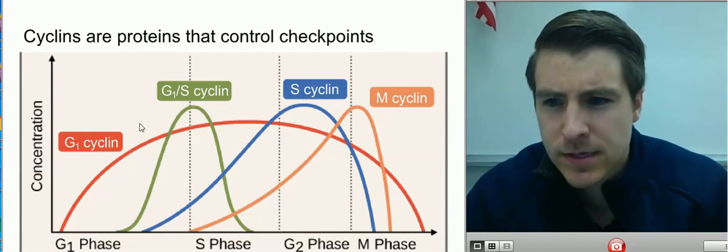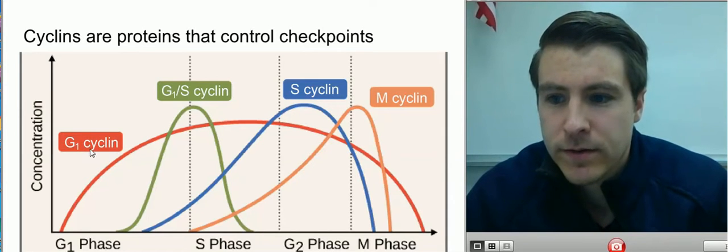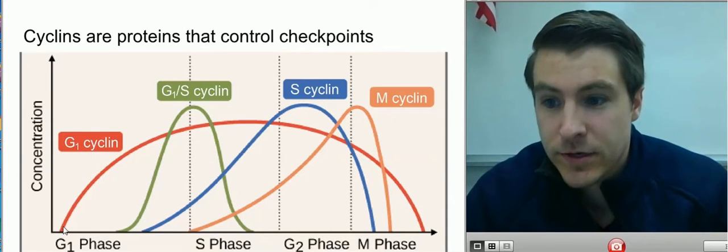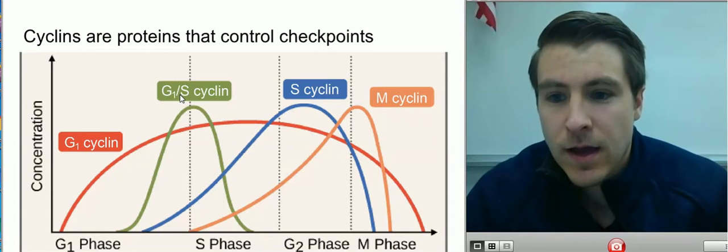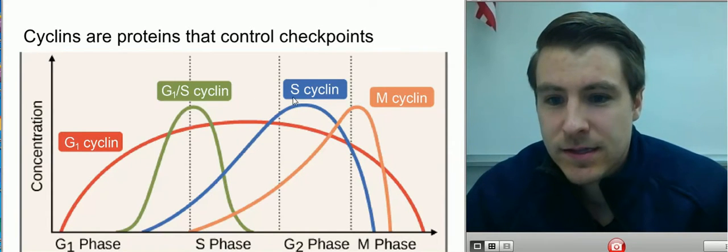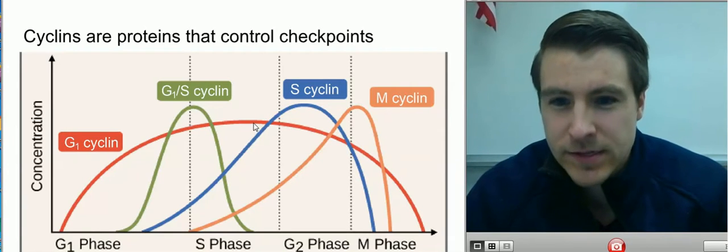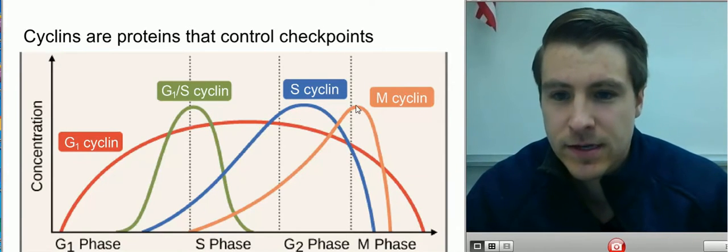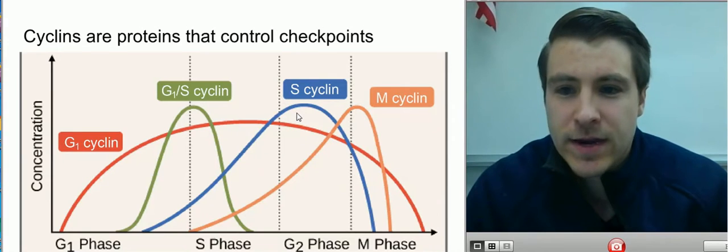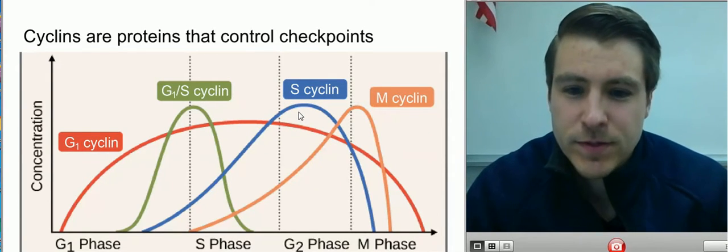And you'll notice that cyclin G1 is produced initially in the G1 phase. The S cyclins are in their highest concentration right around the S phase. And so you see that these cyclins do get created and released at kind of specific times.